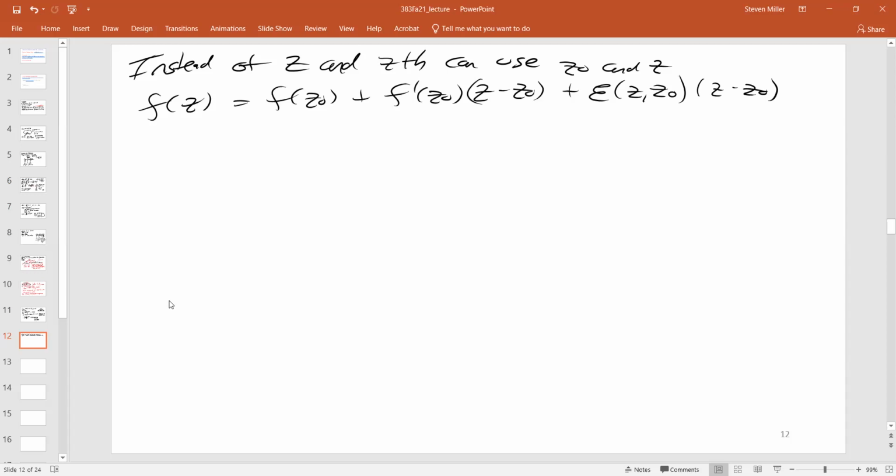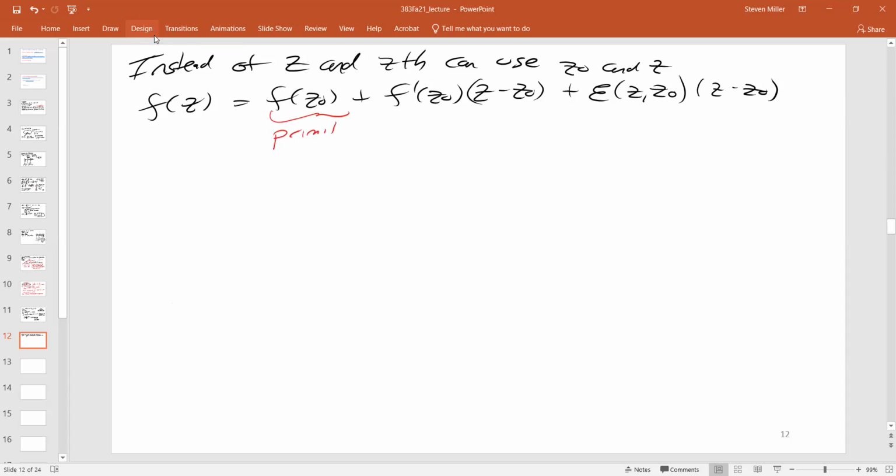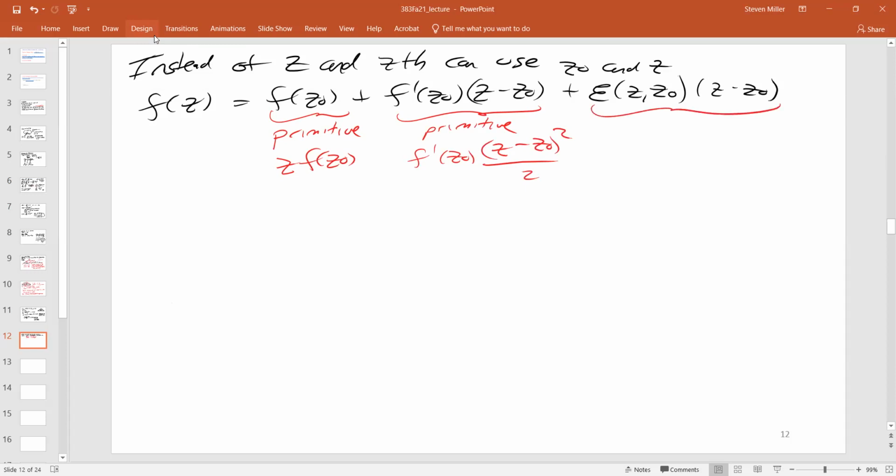Okay, when we look at this, do any of the functions here have primitives? So what has a primitive? Yes, the first two. What's the primitive? z times f of z naught. What's the primitive? f prime of z naught times z minus z naught squared over 2. The error term is not necessarily possessing a primitive. But we know it's small.